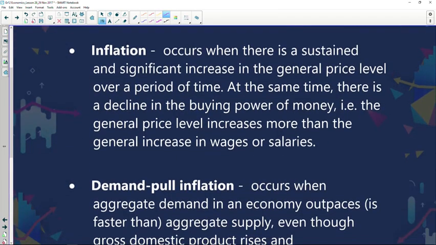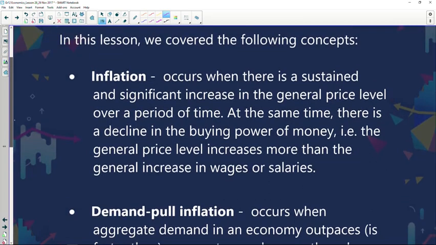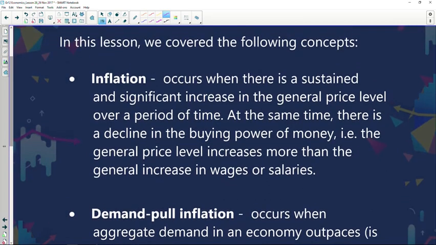All right, so let's then sum up our lessons. So today we've learned a lot about inflation and the different types of inflation. So in this lesson, we covered the following concepts. We looked at inflation and we said it occurs when there is a sustained and significant increase in the general price levels over a period of time.